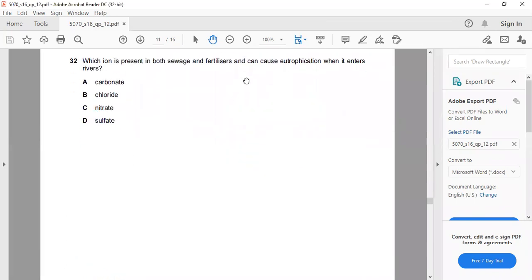Which ion present in both sewage and fertilizer can cause eutrophication when it enters a river? So it's a very common question about eutrophication. Nitrate ion.